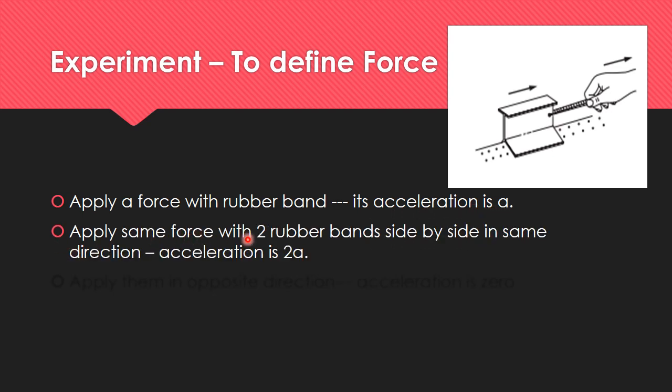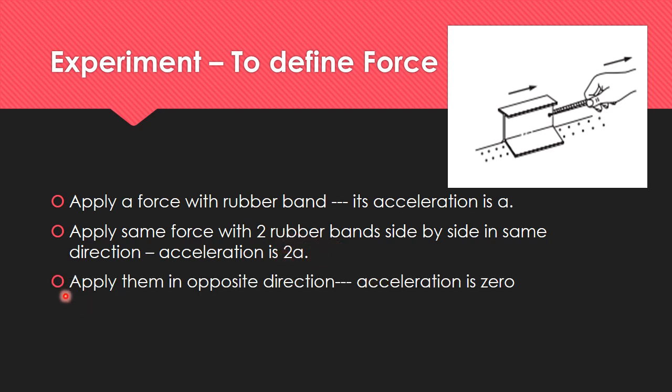Now apply the same force with two rubber bands side by side in the same direction. So what will be the acceleration? It is 2 times A. Here it was A. Then if we apply the same force with two rubber bands, acceleration becomes 2A. Right? Now, the third step: apply these two forces in the opposite direction. What will be the result? The resultant acceleration will be 0.